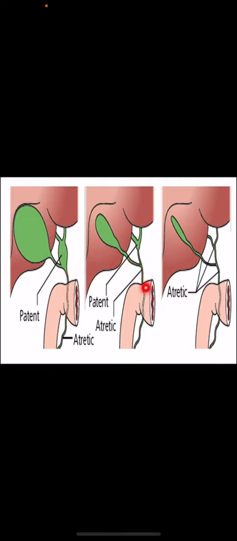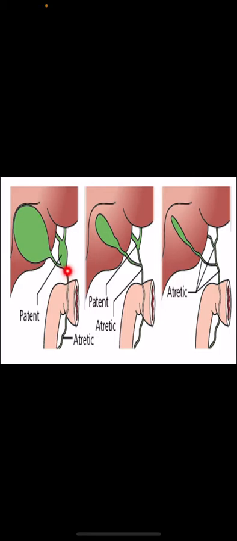In type 2 here, we can see the common bile duct is atretic, and the common hepatic duct also atretic. And this is the third type, where the common bile duct is atretic, the cystic duct also atretic, common hepatic duct atretic, right and left hepatic duct atretic. The first one, we call this type of atresia, which involves just the common bile duct while the common hepatic duct is patent, the surgically correctable biliary atresia.